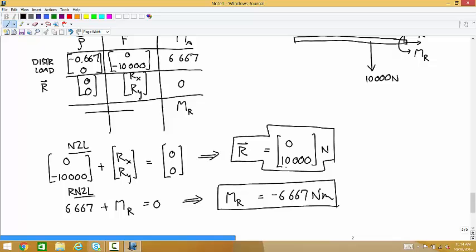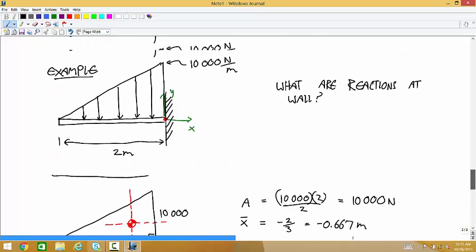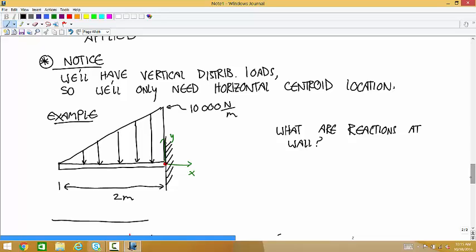So we have an upward force applied at the wall and a clockwise couple. Let's think about if that makes sense. This upward force here has to counteract the force produced by this distributed load. That's going to be downwards. So it makes sense that this would have to be upwards, right?